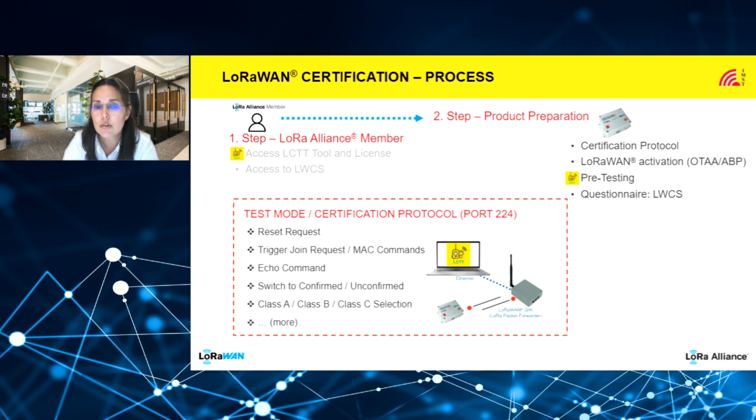Also, the end device will be prepared in order to be automatically activated. This means that in case over-the-air activation is selected, the end device will send a join request automatically after it's switched on. And then you will be able to run all the tests. It's important that the new web certification system is going to replace the old questionnaire, which includes all parameters of the end device.